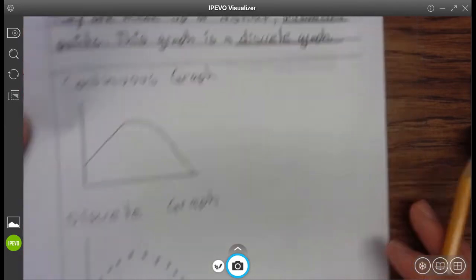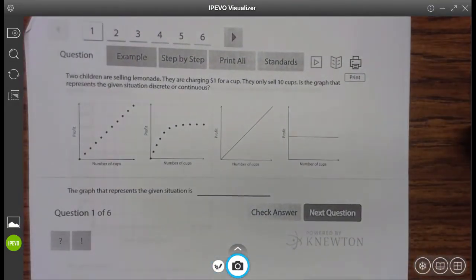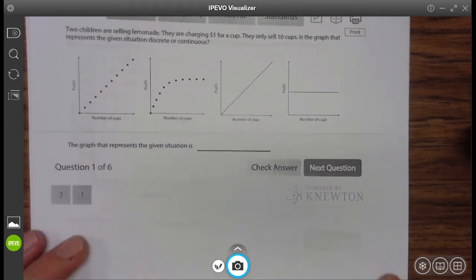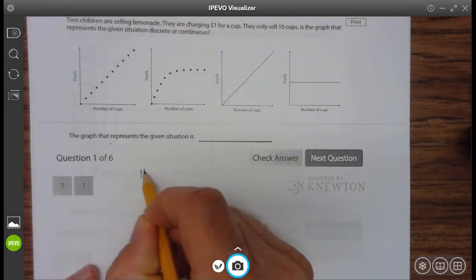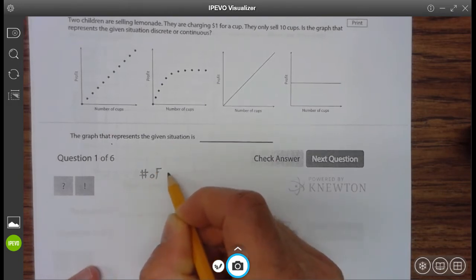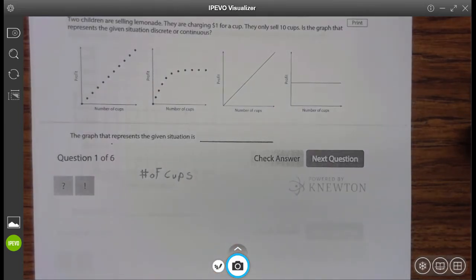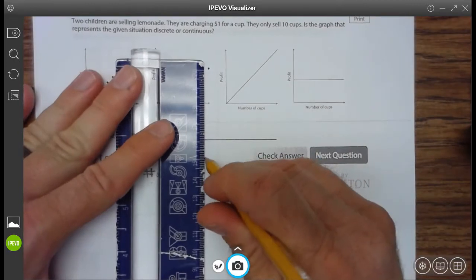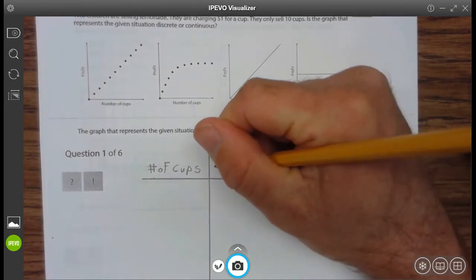All right, let's take a look at the next page. Two children are selling lemonade, charging $1 a cup. They only sell one cup at a time. Does the graph that represents this situation look discrete or continuous? If we look at this with a table, we have the number of cups and the money.